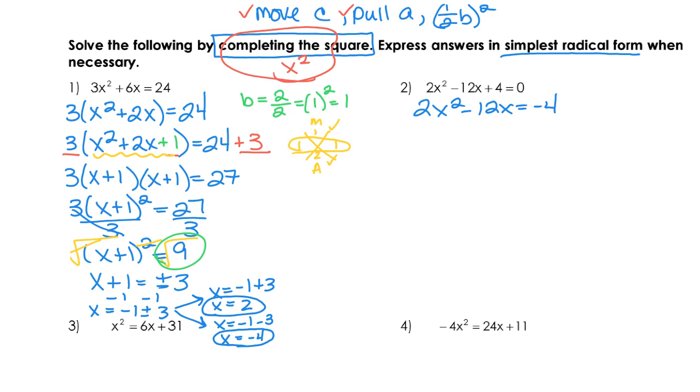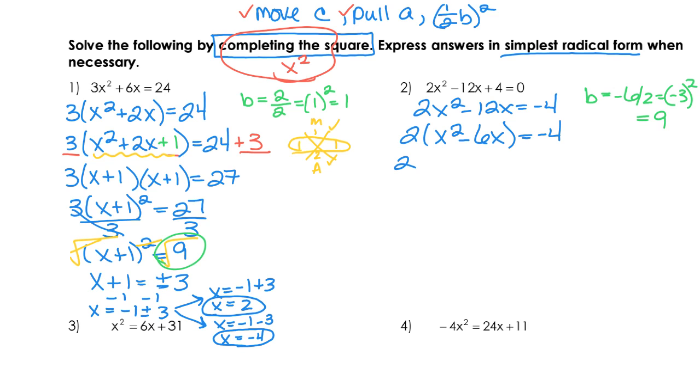Now that C is moved, we're going to pull A from the left-hand side. And our A value is 2, so we're going to pull the 2 out and be left with x squared minus 6x equals negative 4. Okay. And now we're going to go ahead and take our B value, which is always next to our x term, and so it's negative 6. We're going to cut it in half to get negative 3, and then we're going to take it and square it to get 9.